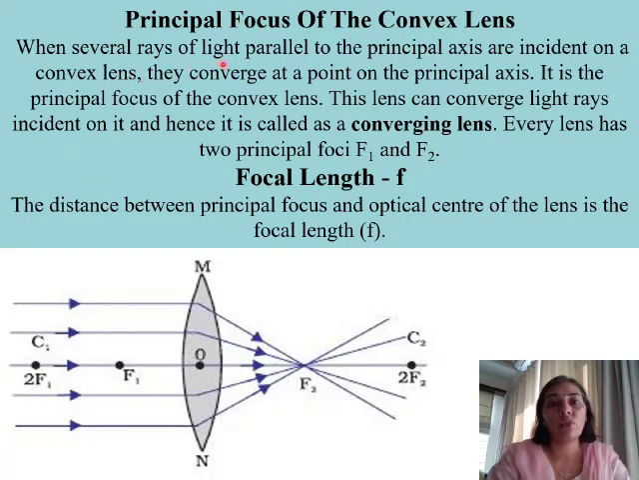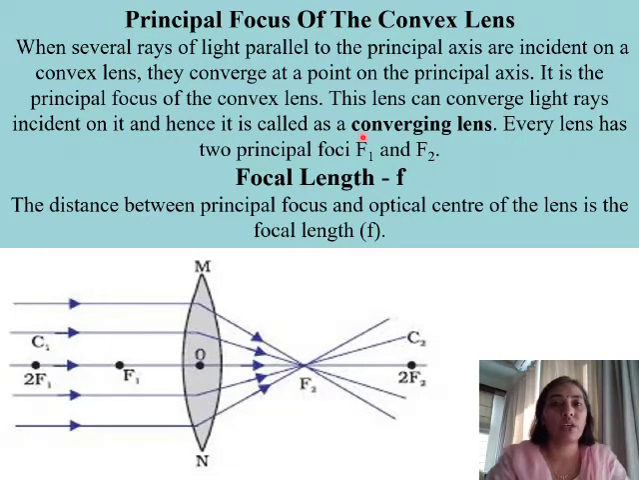So when several rays of light parallel to the principal axis are incident on the convex lens, they converge at a point on the principal axis. So these are the parallel lines, and these incident rays are parallel to the principal axis, and after refraction they are all converging at a point on the principal axis, and this point is called the principal focus of the convex lens. This lens can converge light rays incident on it, and hence it is called converging lens.